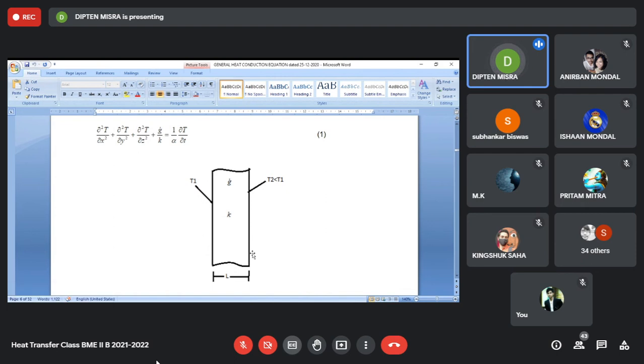Similarly, the opposite face of this wall, that is x equal to L, and y equal to 0 to h, and z equal to 0 to d, the other face of the wall, that entire face is maintained at a lower temperature T2, such that T2 is less than T1. By some means, if we can maintain this, then what will happen?